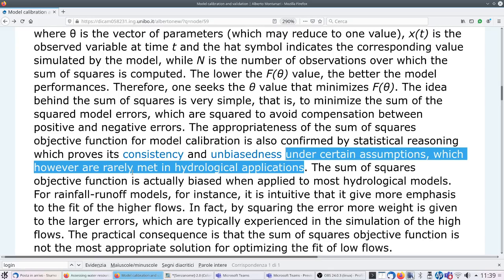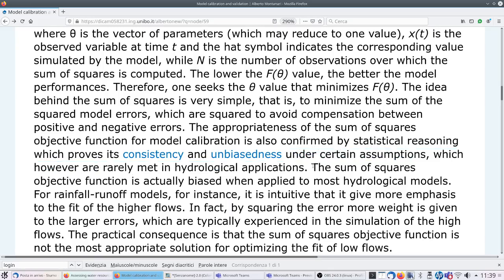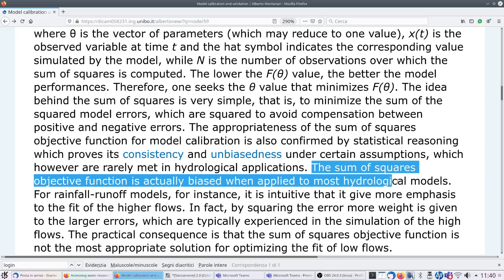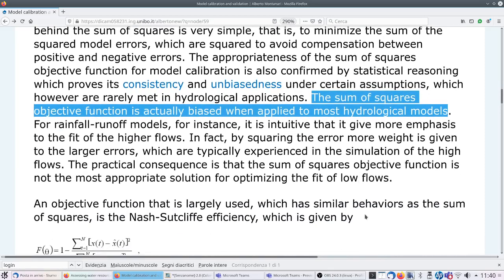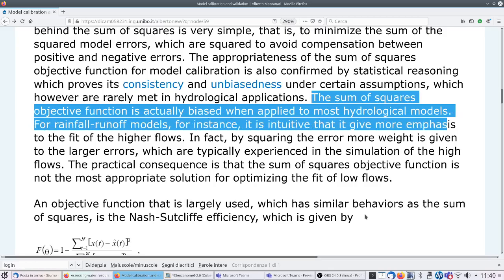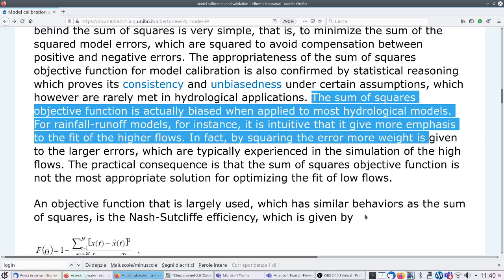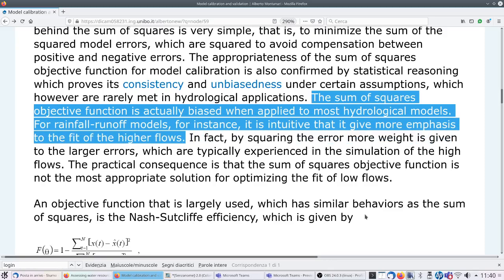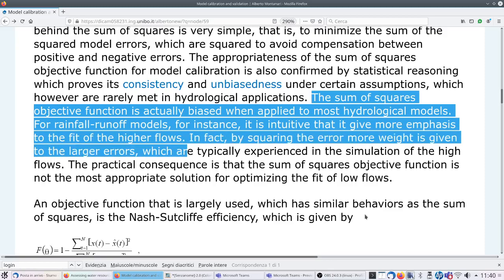So you see that for application, it's certainly important to use your expert knowledge, but it's also important to understand from a statistical point of view what are the conditions under which your estimator, your model, works well. And in fact, I write here, the sum of squares objective function is actually biased when applied to most hydrological models. And here, if you move forward, I say for rainfall runoff models, for instance, it's intuitive that it gives more emphasis to the fit of higher flows. This is what I just said. In fact, by squaring the error, and so on.